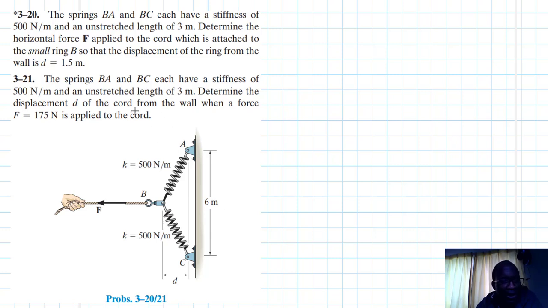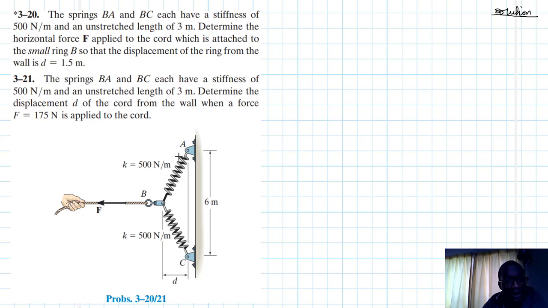From the same figure, the springs BA and BC each have a stiffness of 500 newtons per meter and an unstretched length of 3 meters. Determine the displacement D of the cord from the wall when a force F equal to 175 newton is applied to the cord. Both these problems are coming from the Engineering Mechanics and Statics textbook, 13th edition by R.C. Hibbeler. So one is just a reverse of the other.